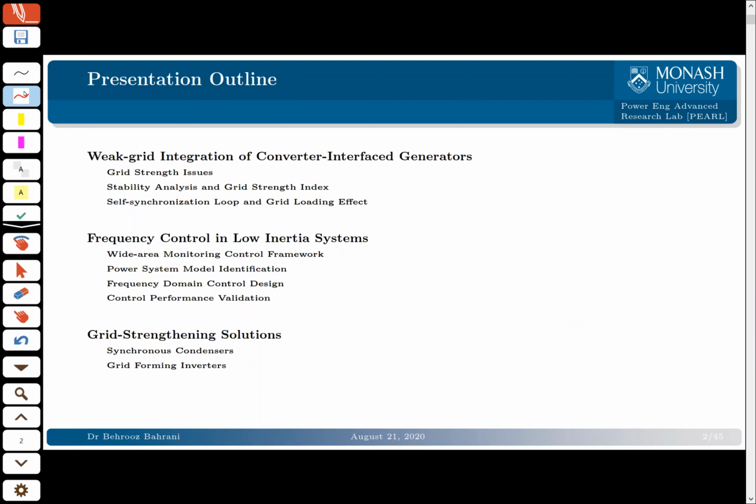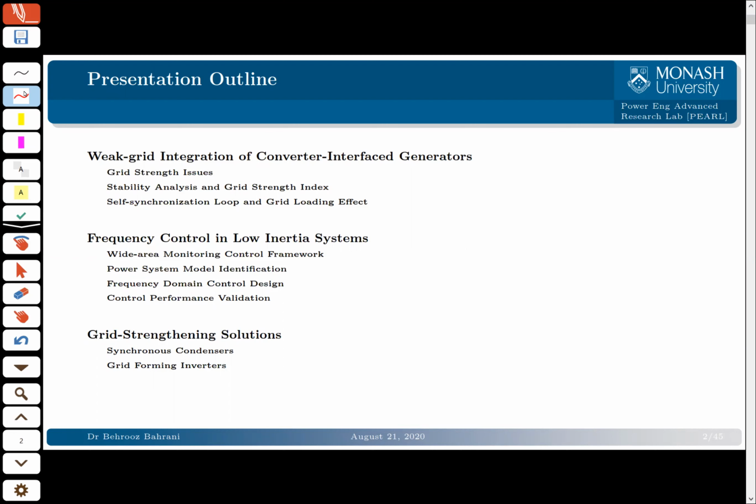I will start with a section on weak grid integration of converter interface generators into weak grids and see what challenges there are and what are the issues that we might actually face when we are going to integrate such resources into weak grids. We will then move on to some stability analysis of grid strength and an index that we have developed to see when a converter connected asset might be unstable in a weak grid, and finally a self-synchronization loop of PLLs in such networks.